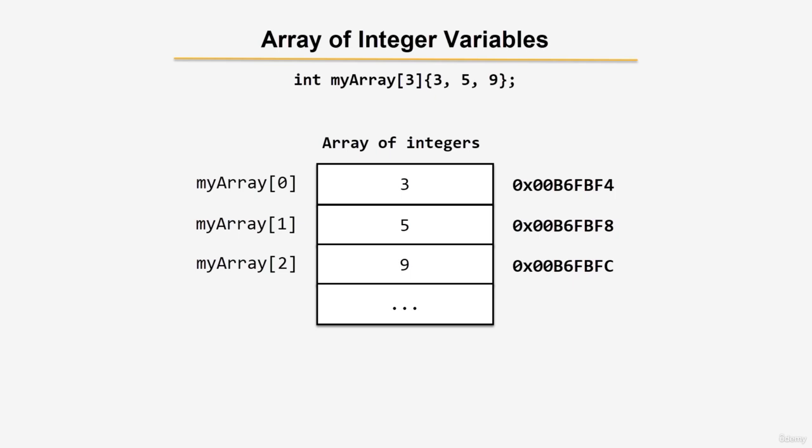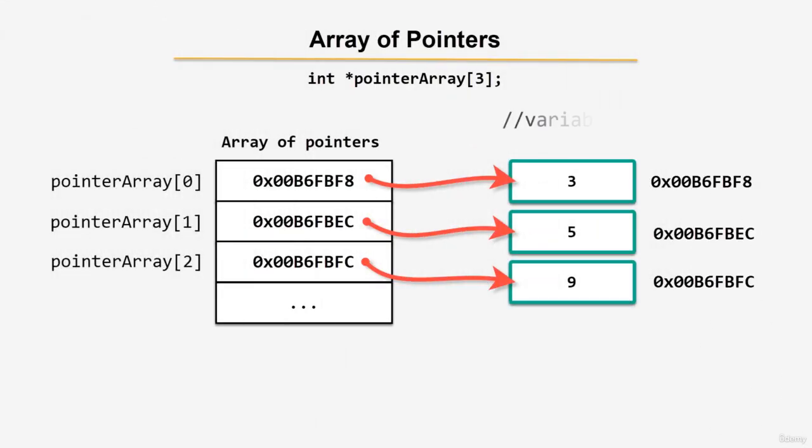We can initialize the array using list initialization, so I pass in 3, 5, and 9 to initialize the integers within the array. And as you can see in the illustration, we have the array of integers. To the left I have myArray subscript operator and then a 0 for the first element, and so forth, and to the right we have some example addresses. The array is a contiguous block of memory, but you can think of it as 3 integer variables next to each other in memory. Next, let's look at a quick high-level example of an array of pointers.